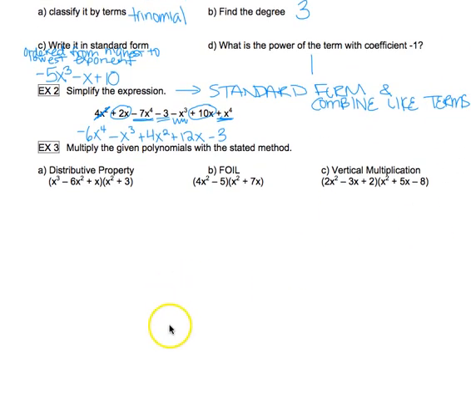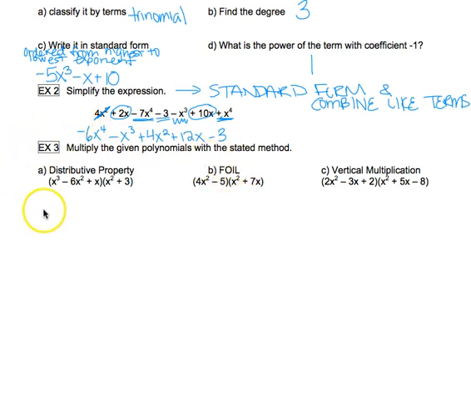All right, the last part is multiplication. And they will tell you to use specific methods. They will also give you problems where they've worked out a step and they want you to tell them which method they used. So, first thing I want to say about the method is if it's a binomial times a binomial, we're going to use the FOIL method, which we've already talked about.